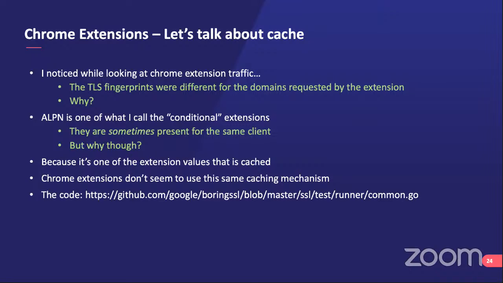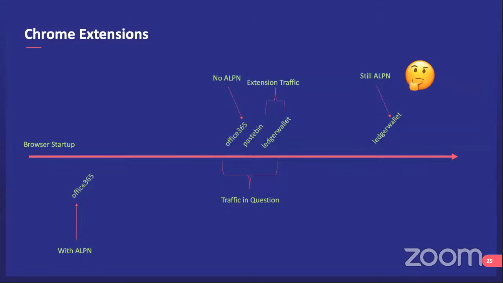But you can see where the cache is and where it's trying to make that decision about whether to use the cache or to keep it in cache. And so what that created in this scenario was that we had the traffic in question: Office 365 followed by Pastebin, followed by Ledger Wallet. The extension traffic was the Pastebin and Ledger Wallet traffic.